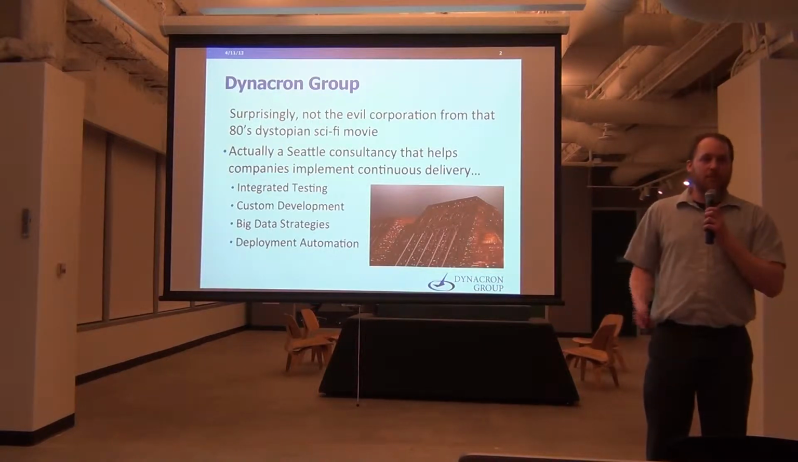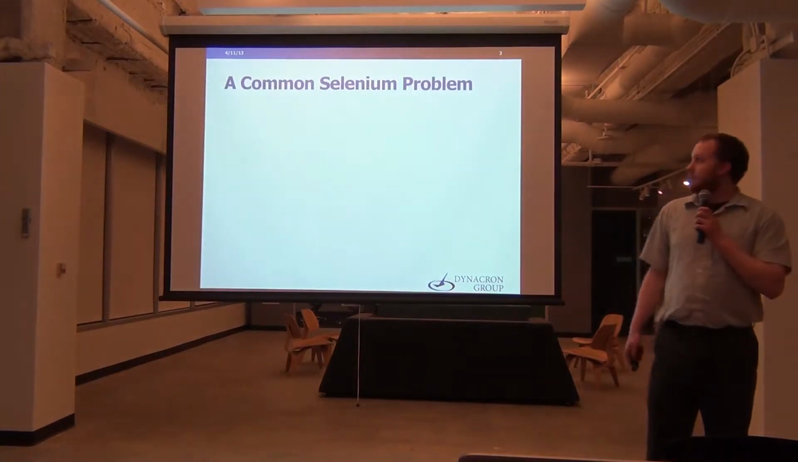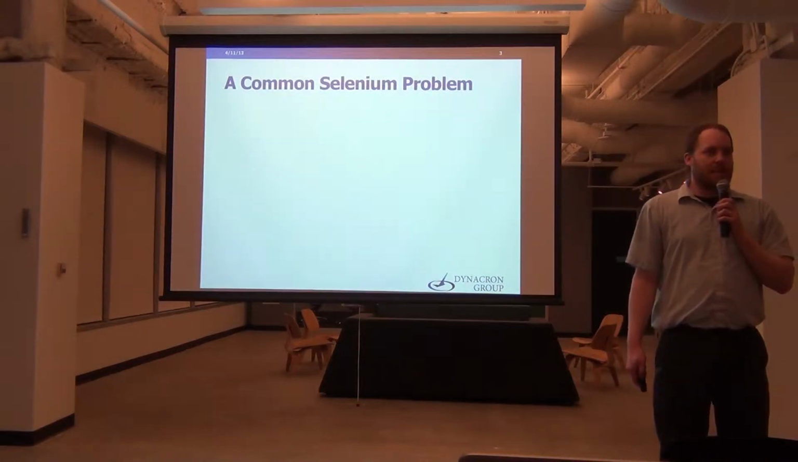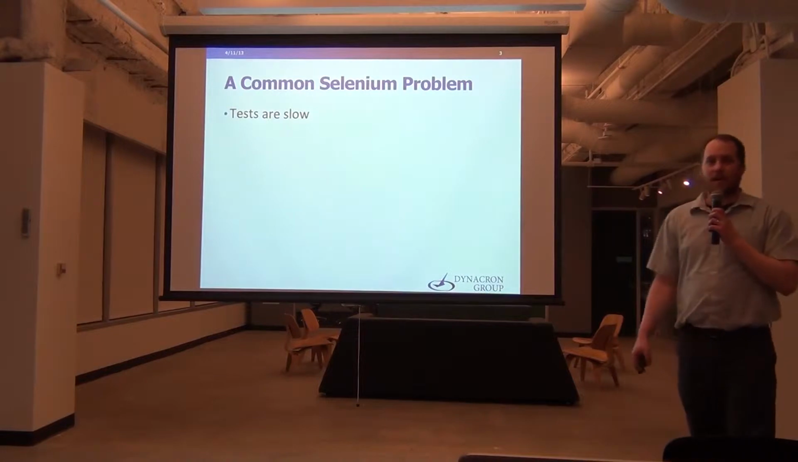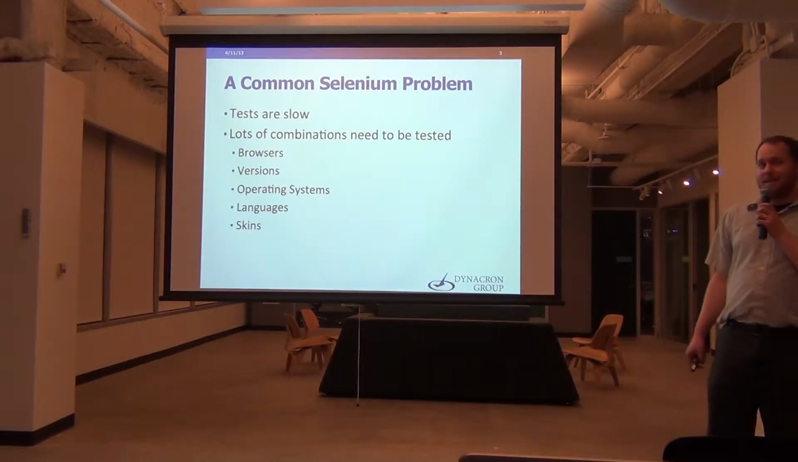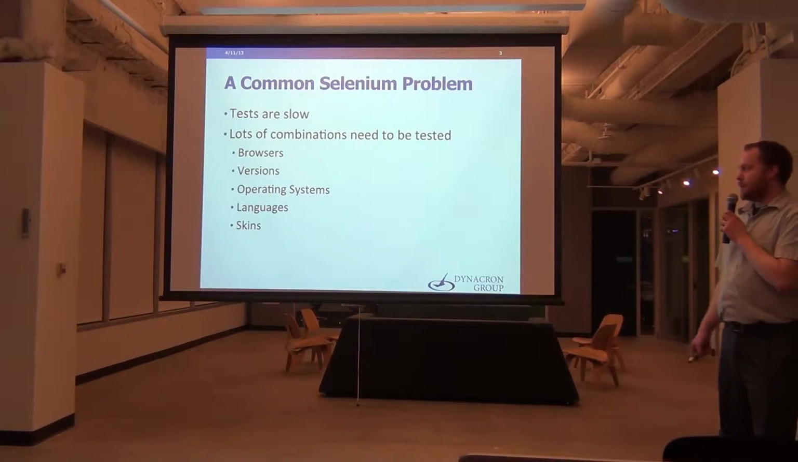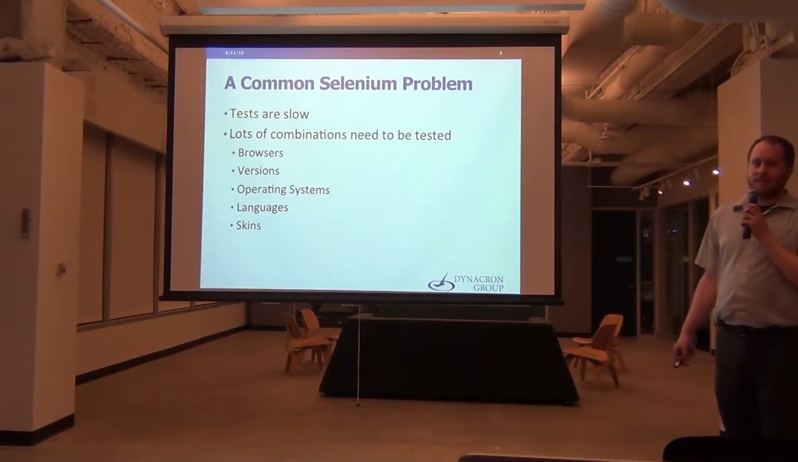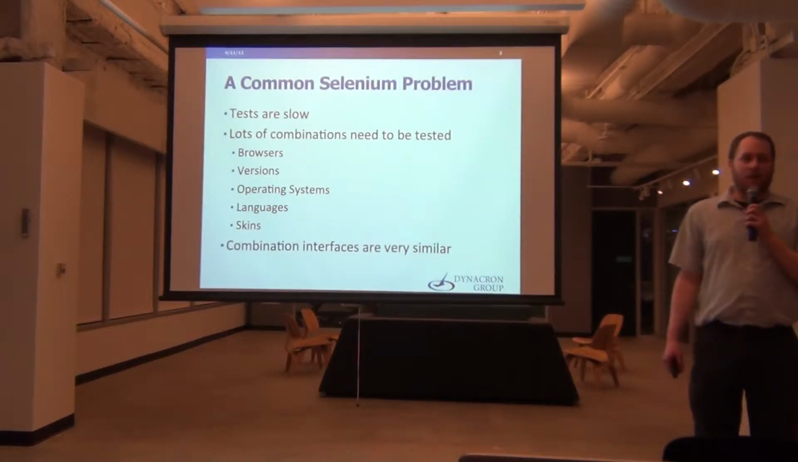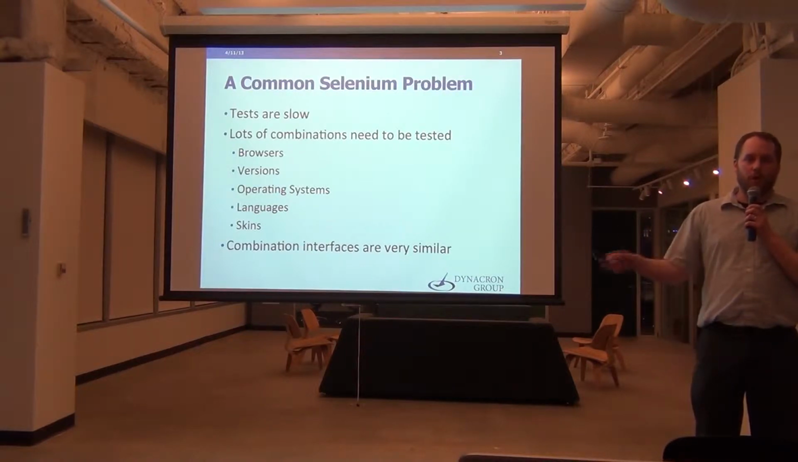So, without much ado, this talk is about a really common problem in Selenium. That's that we have tests that are kind of slow to write, that there are lots of combinations that need to be tested. There are different browsers, versions, operating systems, languages, skins, that sort of thing. And the combination interfaces are all very similar. So we want to write tests we can use over and over again in lots of different ways, and we want to do it in a way that's comprehensible and fast.